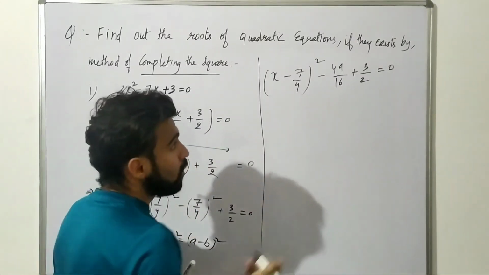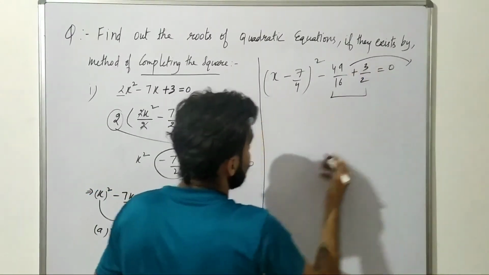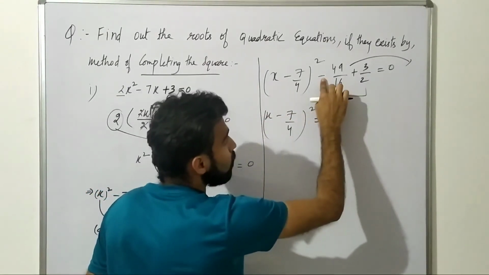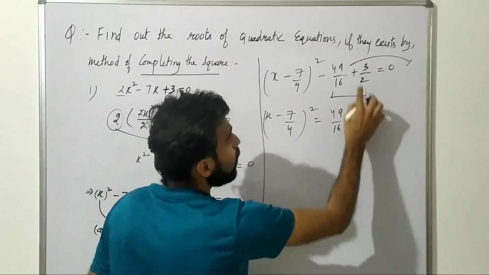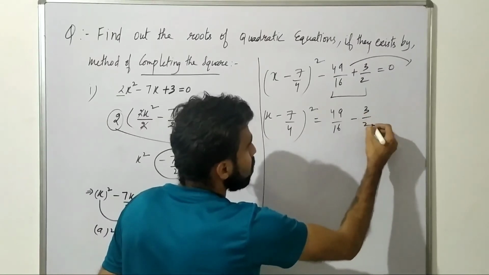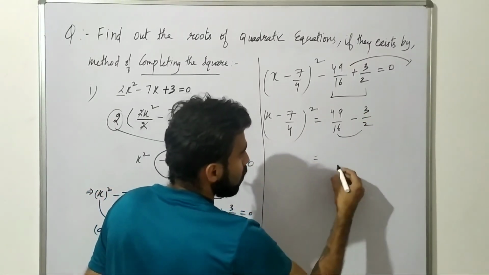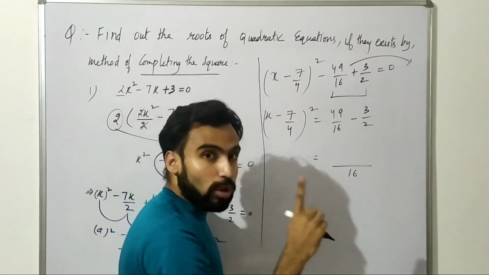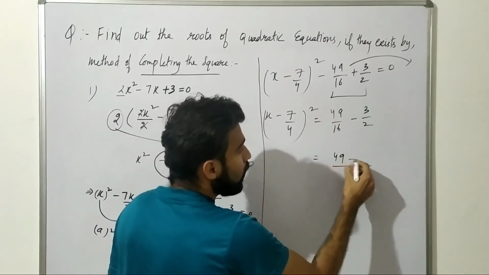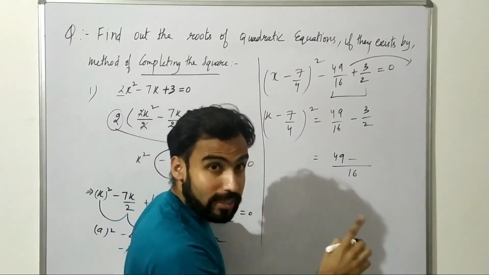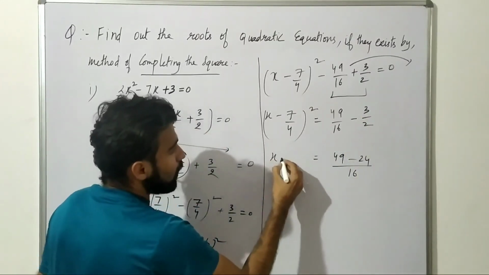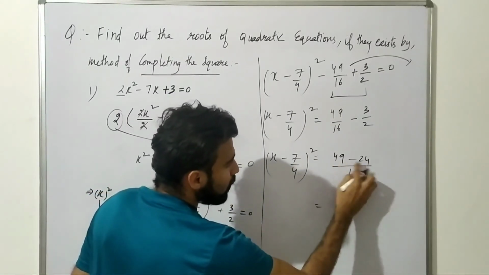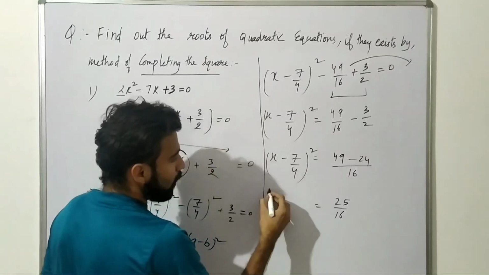Now, the next step is you have to simply transfer these terms over to the right hand side. So that will be x minus 7 by 4 whole square equal to, now this negative term will become positive, so that will be 49 over 16, and this positive term will become negative here. So further, if I take LCM of these, that will be 16. Now, to solve this LCM, at the table of 16, the 16 goes on 1, so 1 cross 49 is simply 49. Further, at the table of 2, the 16 goes on 8, so 8 cross 3 is 24. Now this x minus 7 by 4 whole square. Getting my point? Further, if I just subtract this, that will be 25 over 16.